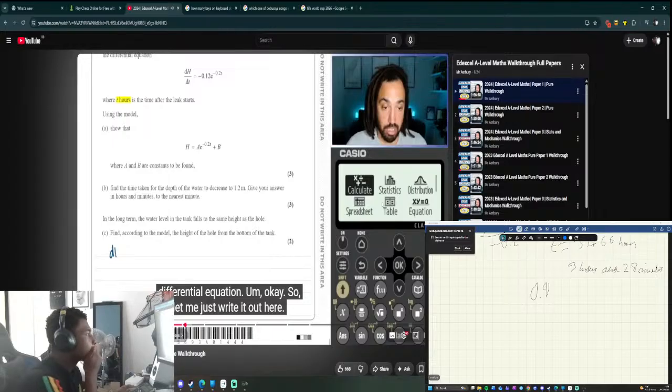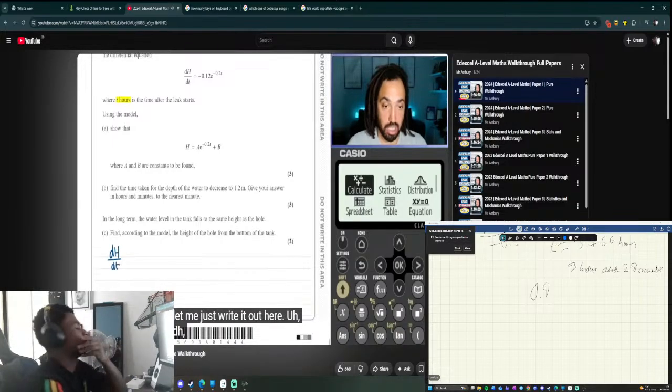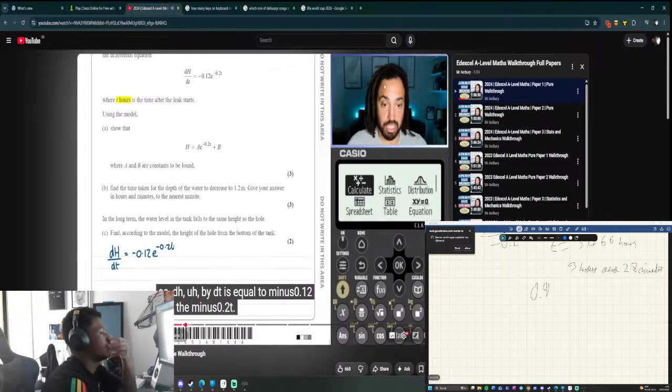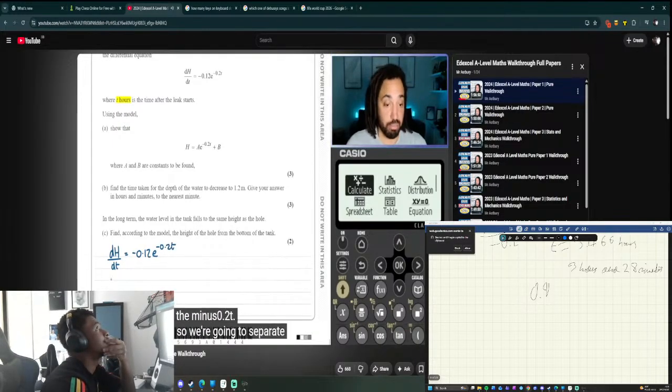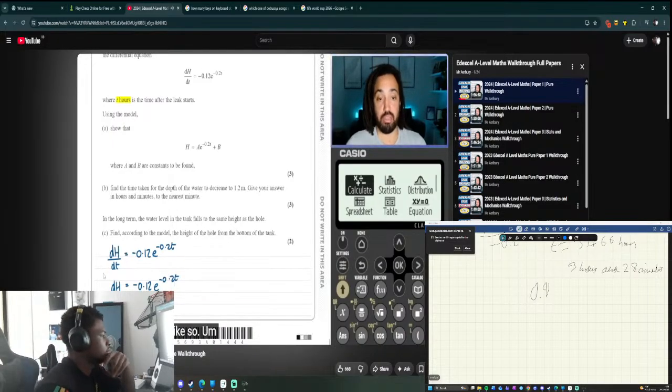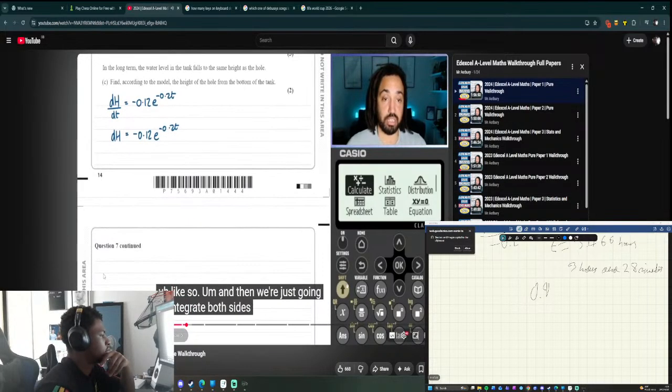Just write it out here. So dh by dt is equal to minus 0.12 e to the minus 0.2t. So we're going to separate the variables here. We're just going to multiply both sides by dt to get this, like so. And then we're just going to integrate both sides.